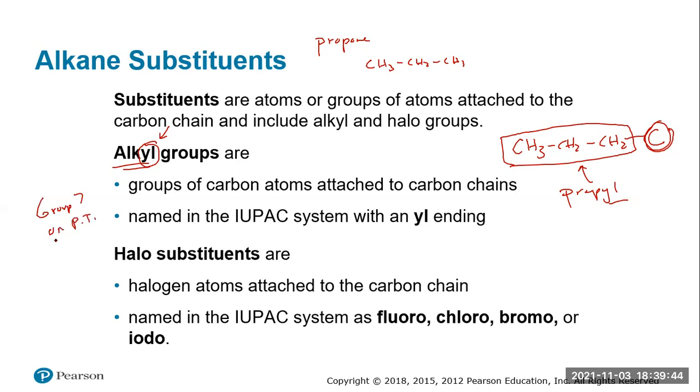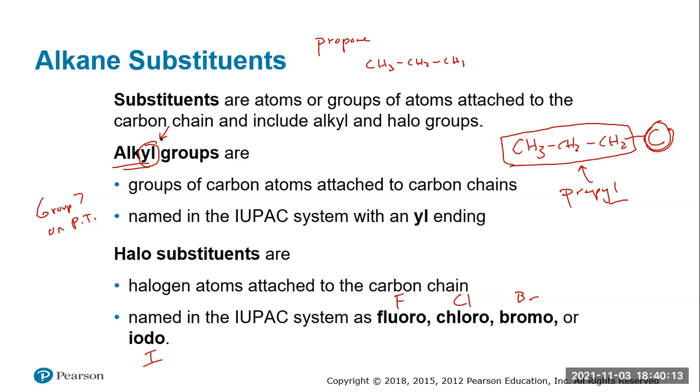And that is our fluorine, chlorine, bromine, iodine. They get kind of like the O ending. So fluorine becomes fluoro group, chlorine becomes a chloro group, bromine becomes a bromo group, iodo is an iodine group that is attached. So we basically name these groups just like that.